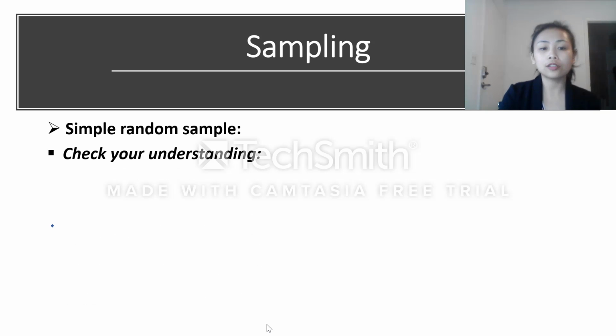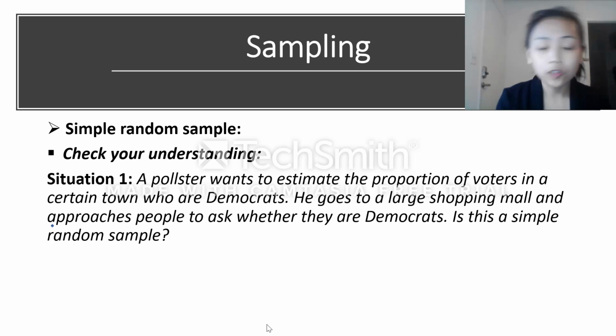So let's check your understanding. The first situation, a pollster wants to estimate the proportion of voters in a certain town who are Democrats. You know, like we have two types, Republicans and Democrats. So he goes to a large shopping mall and approaches people to ask whether they are Democrats.